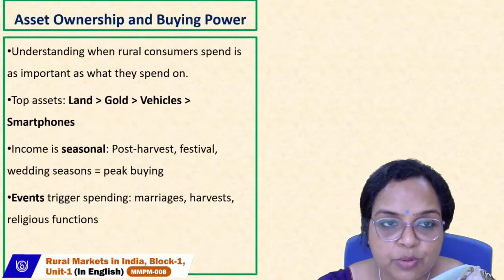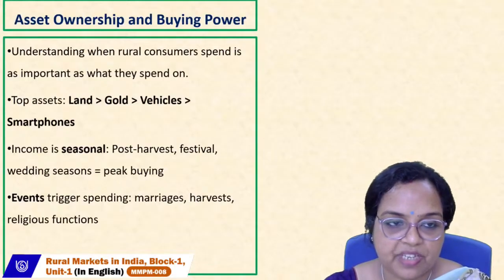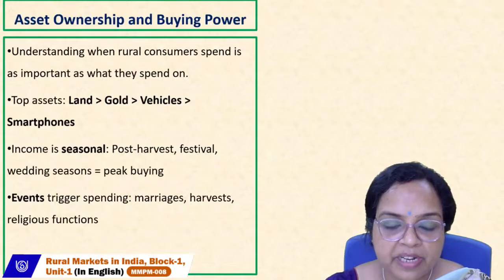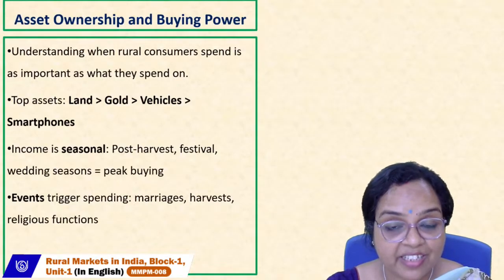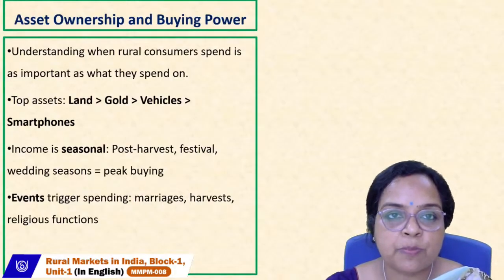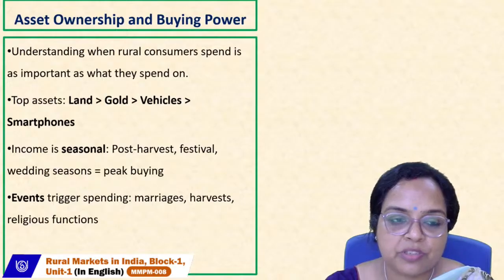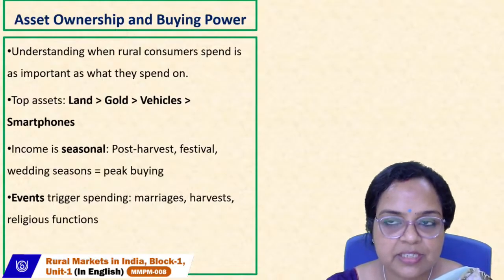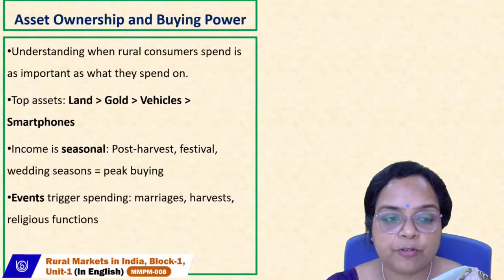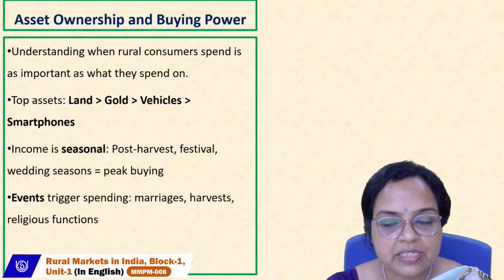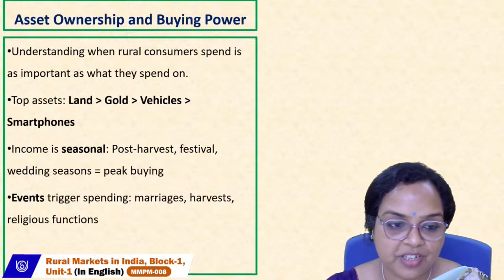Next comes asset ownership and buying behavior. Understanding when rural consumers spend ultimately matters to a marketer. How do they spend? Where do they spend? And what is the spending behavior? So top assets for the rural consumers, as we have already discussed, the first top priority to spend money on is land, then gold, then vehicles, nowadays smartphones.